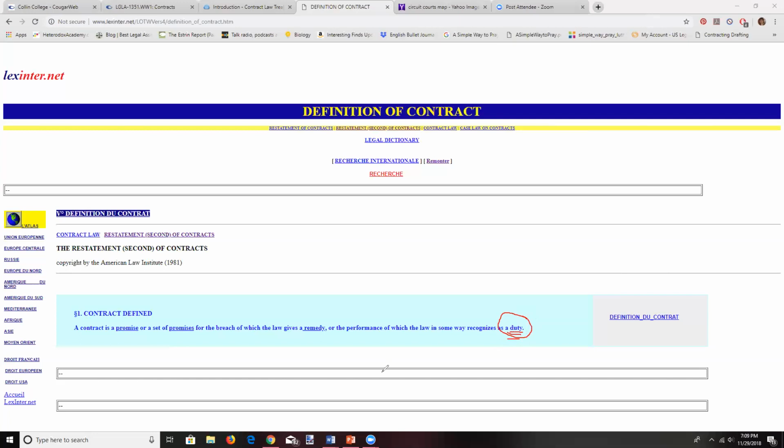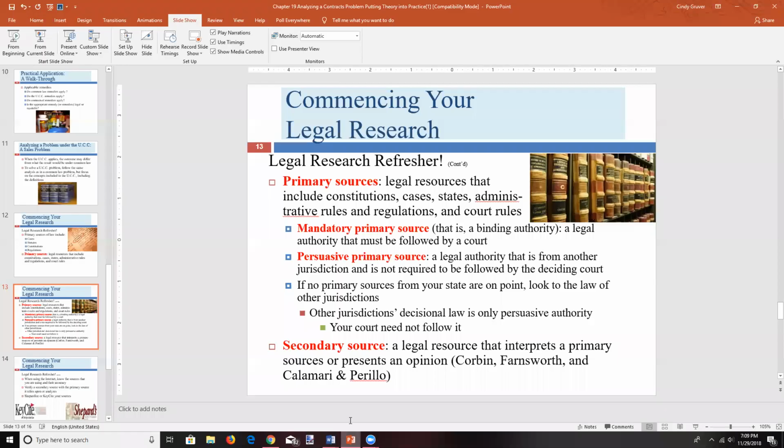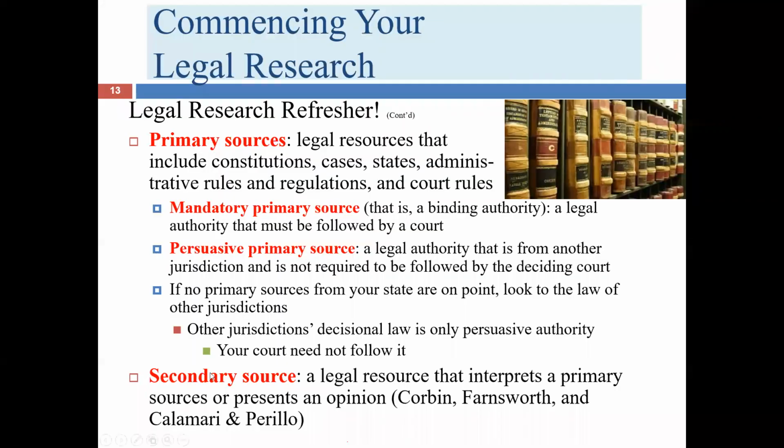Okay, so I'm going to flip back. Let me clear this now. I'm going to go back to our PowerPoint. So we've talked about our secondary sources. Again, the Corbin is the one that you need to know about for our purposes. So we've gone to the secondary sources if we needed to, and we found the primary sources that we need. And so now we're going to talk about the primary sources here.